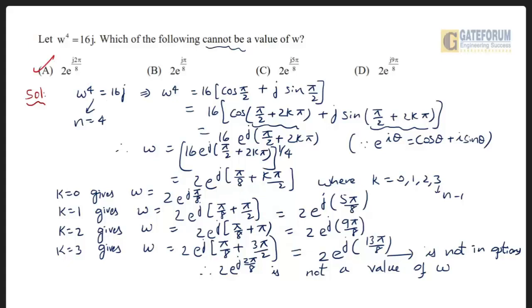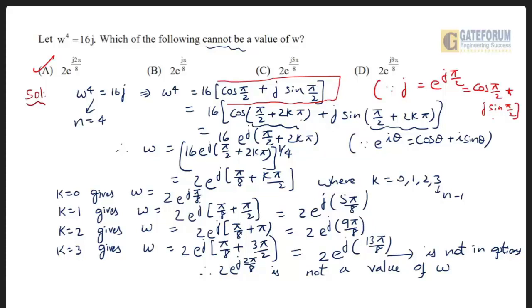So, this is the main point. Cos pi by 2 plus j sin pi by 2. I can write here, since j is equal to e power j into pi by 2. You can begin like this also, e power j pi by 2, or as we well remember, cos 90, sin 90. You can start like this also. And the next key point is this one, adding 2k pi after this. So finally the answer is option A. This is the end of the question.